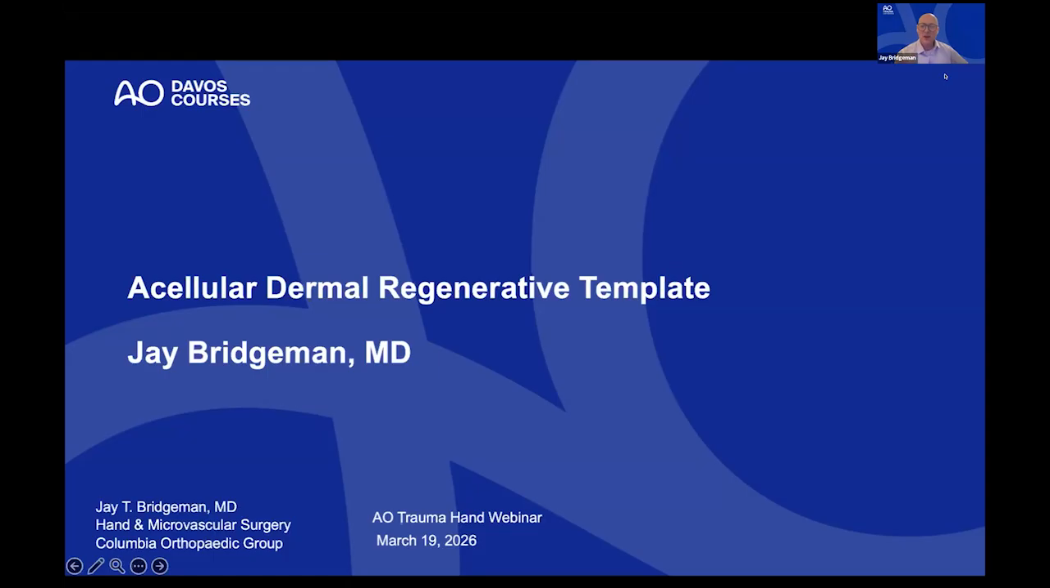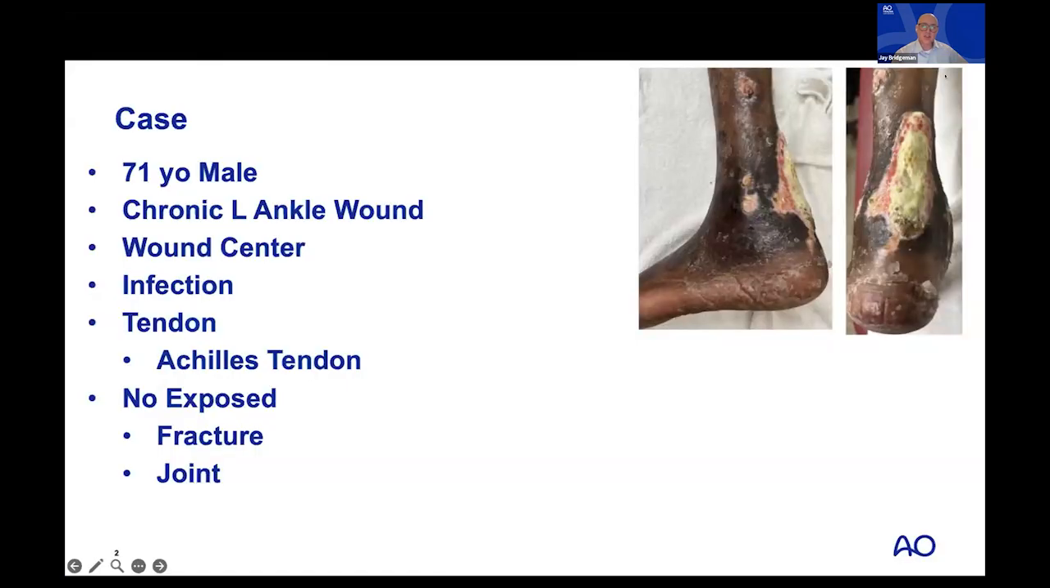Okay, sure, sure. All right. Well, we're going to transition to the product that I've had more experience with, which is acellular dermal regenerative templates. And I'll start with a case.